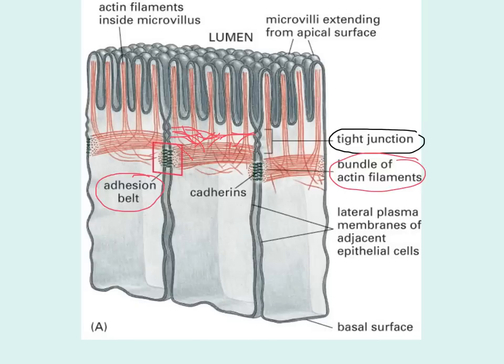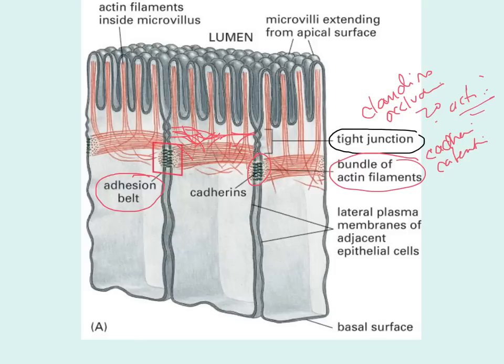Remember, the tight junctions are claudins and occludins and ZO proteins, and they're linked to actin. And the next one down, you get the adherens junctions, and what are those? Those are cadherins, sorry, I'm losing it, and catenins, and they're also linked to actin.